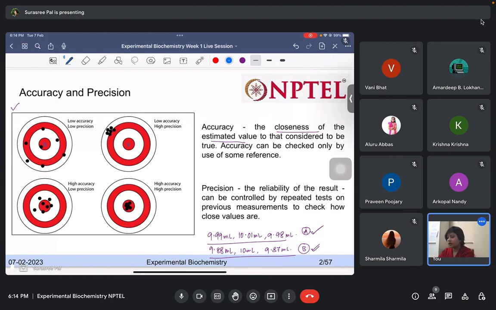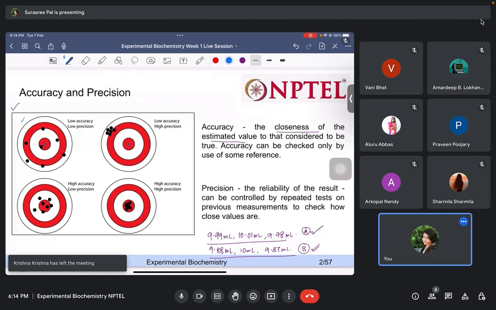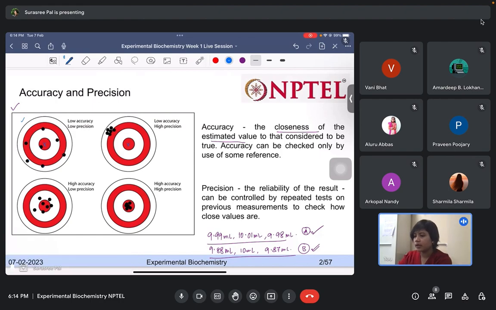So now here in this particular diagram, you can see that all the values are scattered, and if they are not close to each other, they are not close to the standard value as well, so they are less accurate and less precise. Whereas here in this diagram, you can see that these values are very close to each other, but they are not close to the standard or the reference value. So therefore they are more precise, but their accuracy is low.